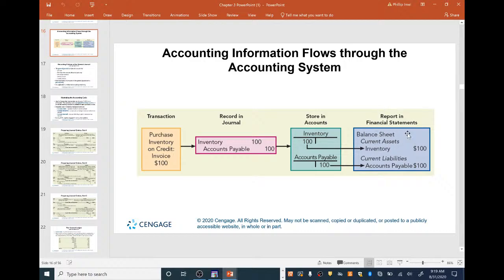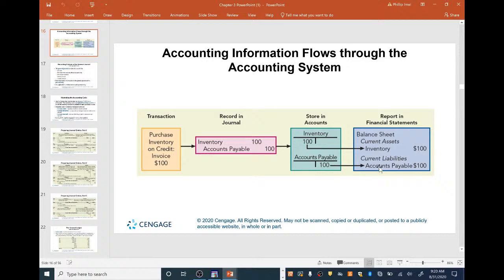So it's going to be reported in the financial statements, okay? So the inventory is what? It's an asset, right? Assets are carried on the balance sheet, okay? In particular, inventory is a current asset, okay? So as you can see here, it's going to be reported in the financial statements on the balance sheet under current assets, okay? We're concerned with inventory. It's $100. So it's going to be carried as a line item of inventory of $100 on the balance sheet under the current assets section of the balance sheet.